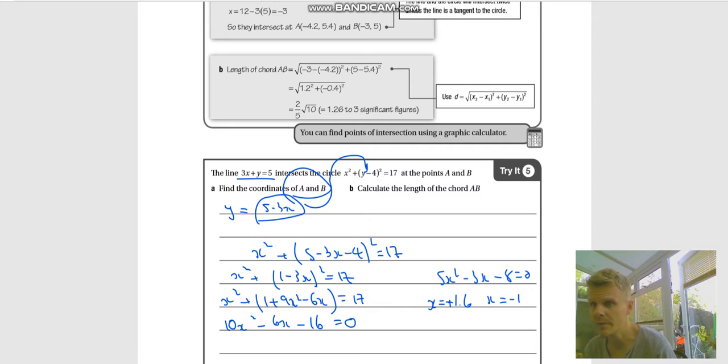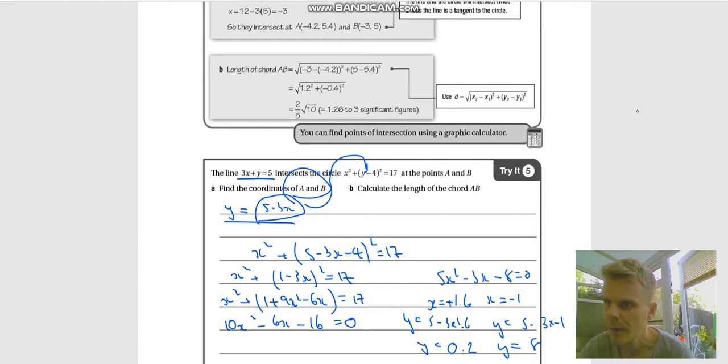And then we want the y values that go with those, so we substitute them back into this equation here. So y would equal 5 minus 3 times 1.6, and y would also equal 5 minus 3 times -1. So our y values are 0.2 and 8. Okay, so then it says calculate the length of the chord AB.